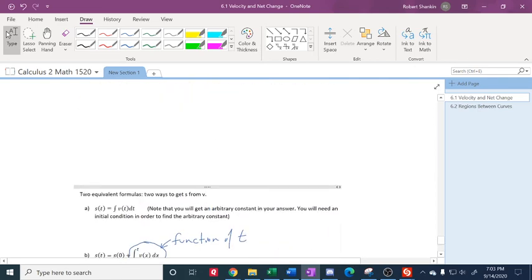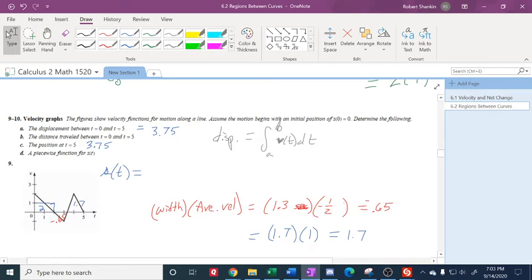Oh yeah, this is what I'm supposed to come back to: regions between curves. Right, so the s of t. All right. One way to do this is to estimate what these are. Now we can actually, well, I know 2 points on this. I can get the equation of this line right here.